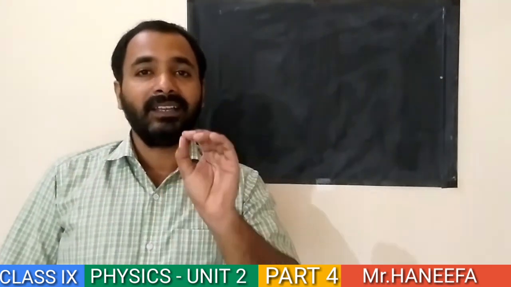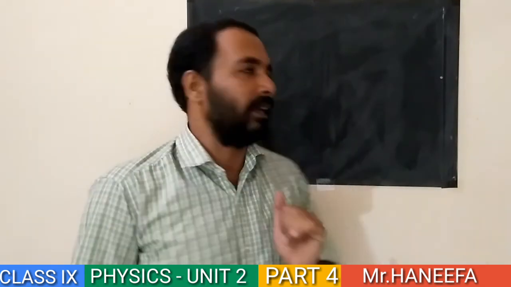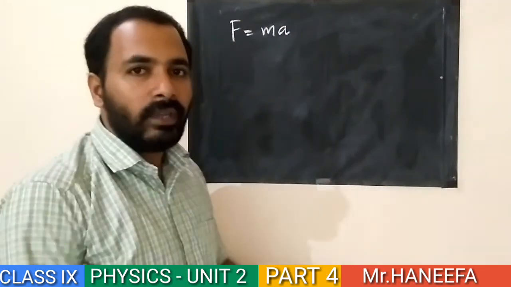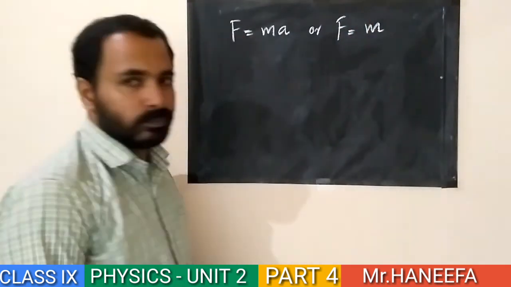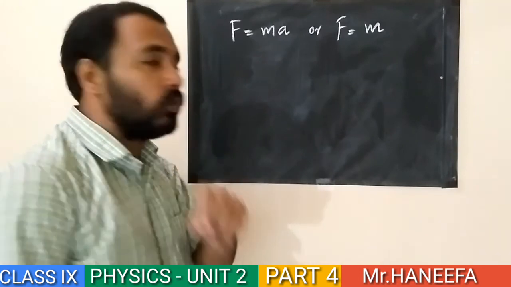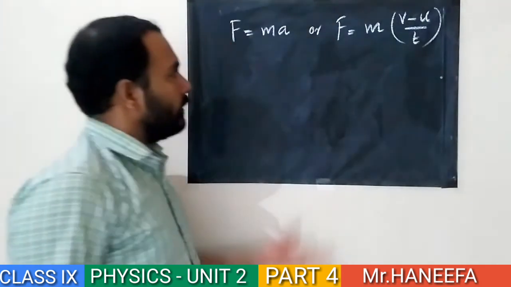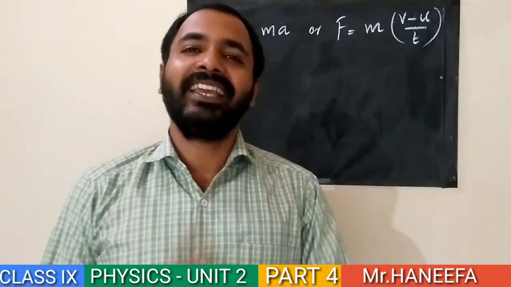What is Newton's second law? Rate of change of momentum is directly proportional to the applied external force. What is the equation derived from the second law of motion? F equal to ma, or we can write F equal to m into a, where a is (v minus u) by t. This is the equation to find the force derived from Newton's second law.